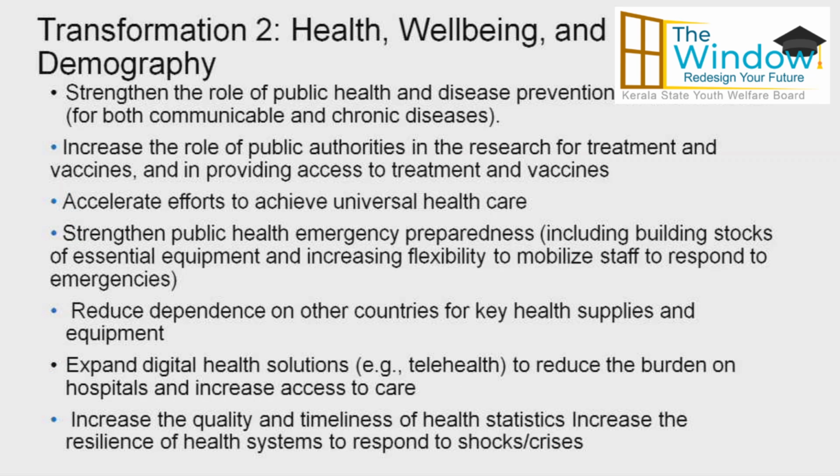Then the transformation 2 aspects are related to health, well-being and demography. Maybe we can use some of these measures in the context of India, and in the case of Kerala also. Strengthen the role of public health and disease prevention and surveillance, both for communicable and chronic diseases. Increase the role of public authorities in research for treatment and vaccines and in providing access to treatment and vaccines. Accelerate efforts to achieve universal health care, a concept we have already started in the case of healthcare aspects. Strengthen public health emergency preparedness.